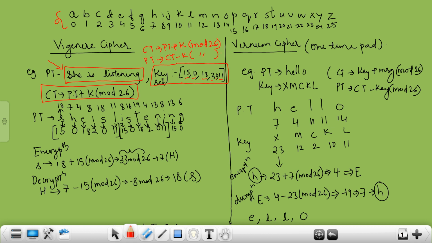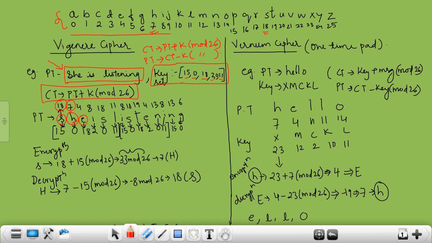I have split the plaintext, because your plaintext should always be written in lowercase letters, into single alphabets: S-H-E, she is listening. What is my second step? I will associate each of these letters with the notation that I have already given you. What does S stand for? S stands for 18. Similarly, H stands for 7. So I have just written it over here.